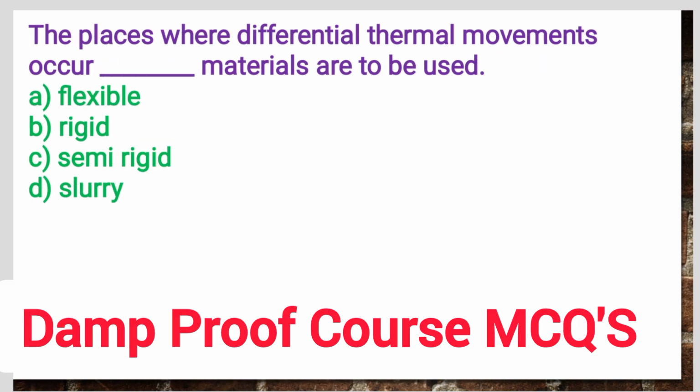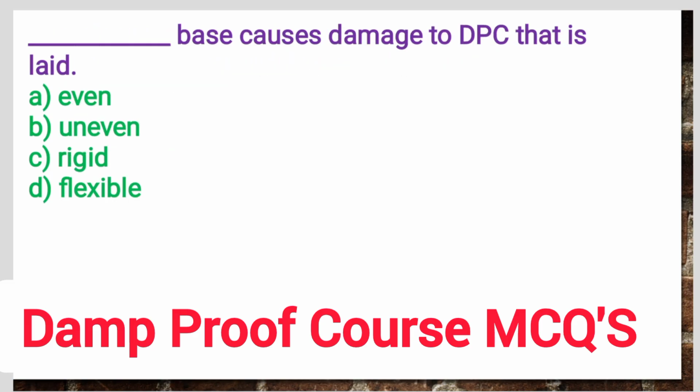Next question, the places where different thermal movements occur, dash material is to be used. Option A flexible, option B rigid, option C semi-rigid, option D slurry. So the correct answer is option A, flexible, because in thermal movements the expansion and contraction will take place. So the flexible material is the most suitable when differential thermal movements are there. Next question, dash base causes damage to the DPC that is laid. Option A even, option B uneven, option C rigid, and option D flexible. So the correct answer is option B, uneven base causes damage to the DPC that is laid.